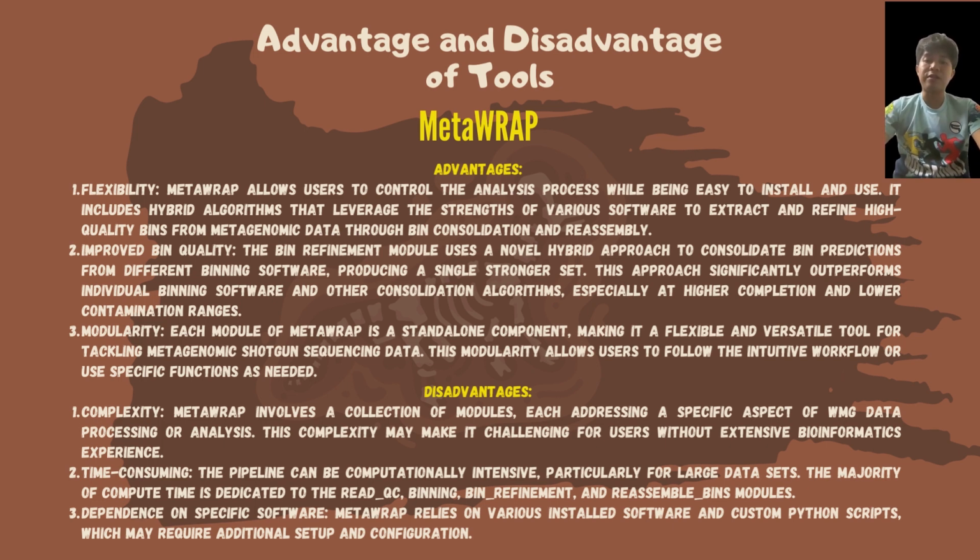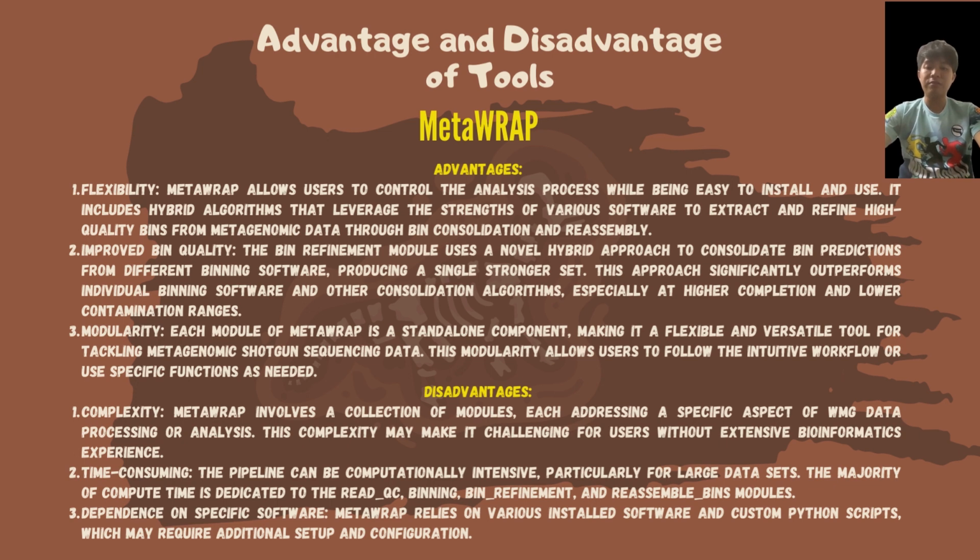Each module of MetaWRAP is a standalone component, making it a flexible and versatile tool for tackling metagenomic shotgun sequencing data. This modularity allows users to follow an intuitive workflow or use specific functions as needed. The next is the disadvantages, starting with complexity. MetaWRAP involves a collection of modules, each addressing a specific aspect of metagenomic data processing or analysis. This complexity may make it challenging for users without intensive bioinformatics experience.